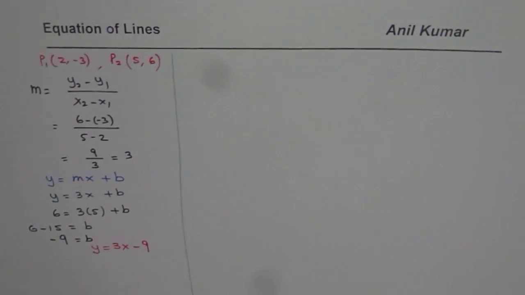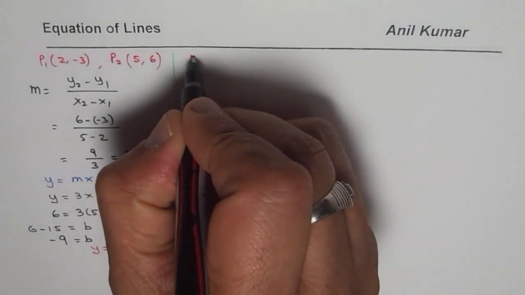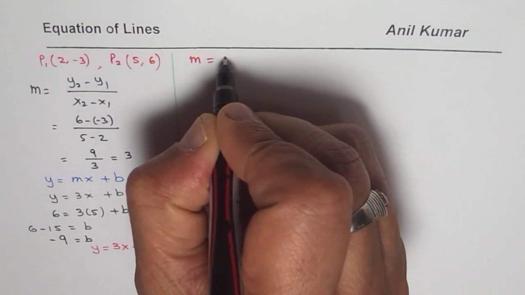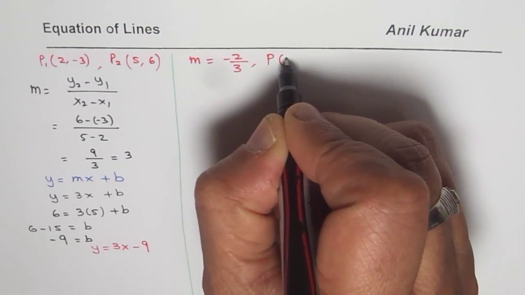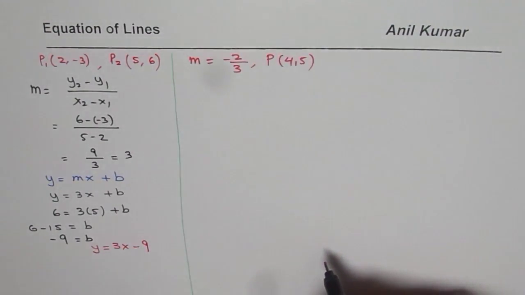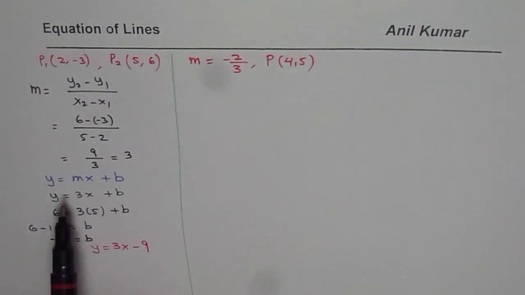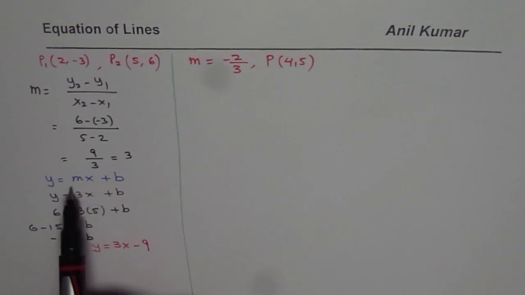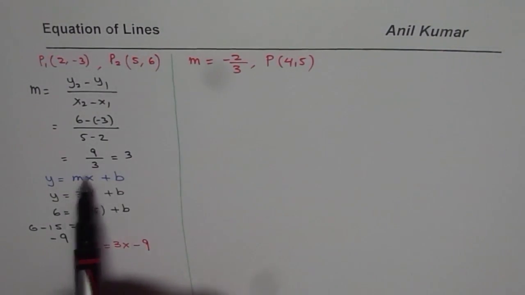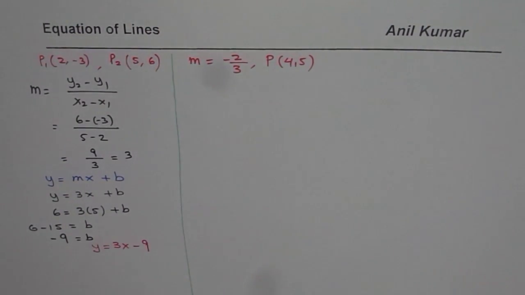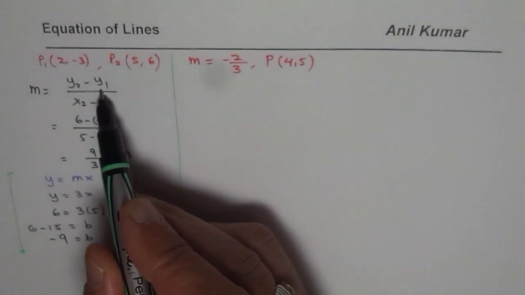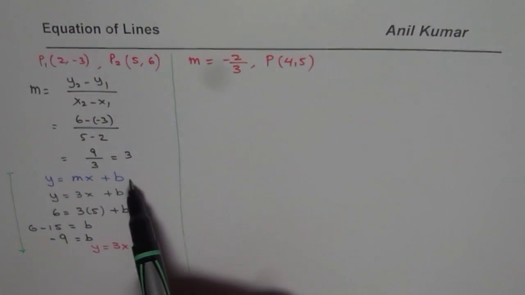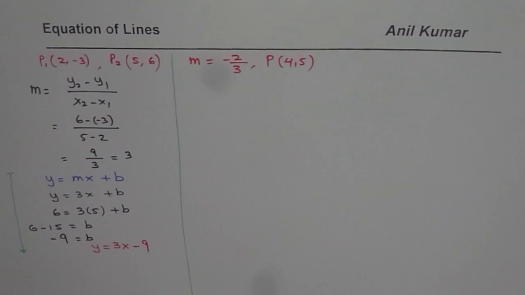Now let us consider another case where you are given the slope and a point. Let's say we are given slope as minus 2 over 3, and you are given a point, and let's say point is 4 and 5, right? Let's take 2 values. Now in that case, you could also begin with slope-intercept form, plug in the value for the slope and then the point, and then do these calculations. That means you could repeat from here, correct? Since we know the slope, we don't have to do these calculations, and you can adopt the method which we used here.